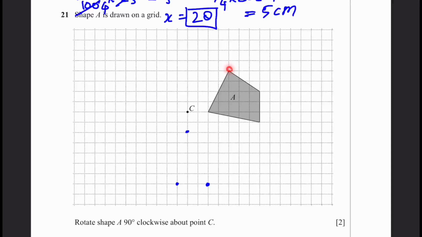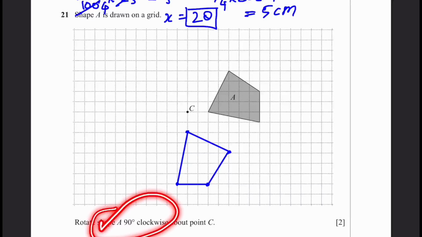And now the last point, which is 3 tiles left and 2 tiles up. Over here, it becomes 3 tiles up and 2 tiles right, which makes it over here. And now we just have to join the dots in the proper way to make our shape. A quadrilateral, in fact. And this is actually shape A rotated 90 clockwise about point C. We'll just name it A prime because it's a new version of A.